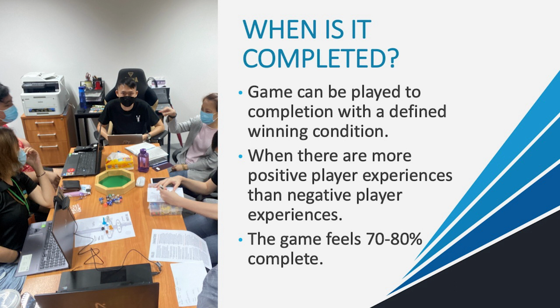You know that the game can be played to completion, and there is more positive experience than negative experience. So when people don't like the game, the first thing they say is what they don't like, then they talk about what they like about the game. So when they start to say, I like the game and this is what I like, and maybe this part you can improve on, you know that your game is more or less 80 to 90% complete.